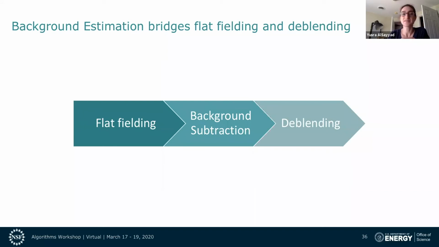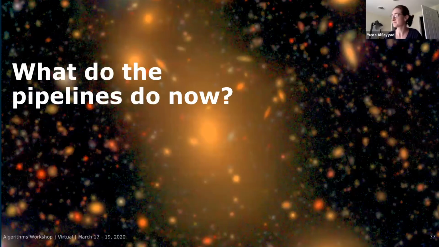So the distinction between these sources of background is mainly for who's responsible for removing it. And I see background subtraction as the step in between flat fielding and deblending. Whatever imprint is left over from ISR, the background subtraction must account for. And whatever background is not subtracted in the background subtraction stage, the deblender must account for. So with this in mind, what do the pipelines do now?